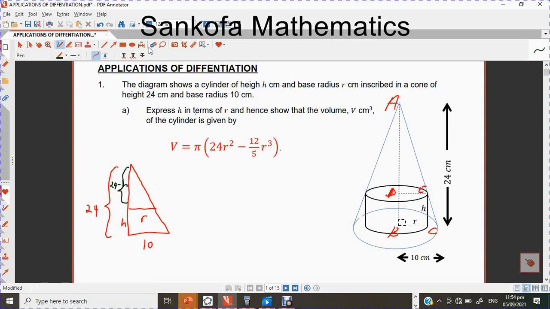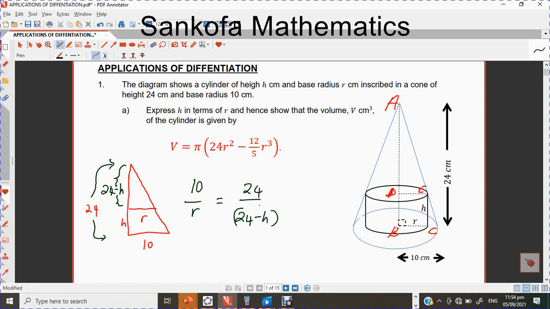Okay, let's just have that nice and easy so you can get to understand where I'm going with that. So this distance here will be 24 minus h. That will be from here to there. And the whole one from there will be 24. Okay, so I have similar triangles, so therefore I can have 10 over r, the long one of that, is equal to 24 over 24 minus h.